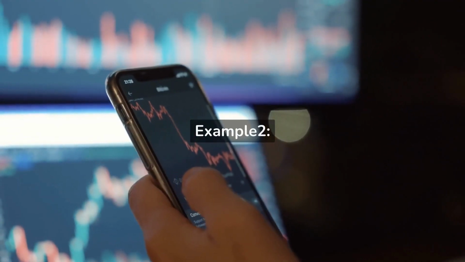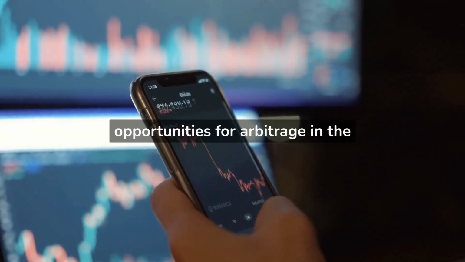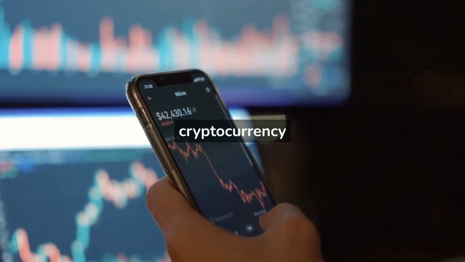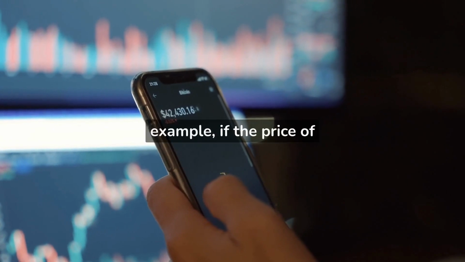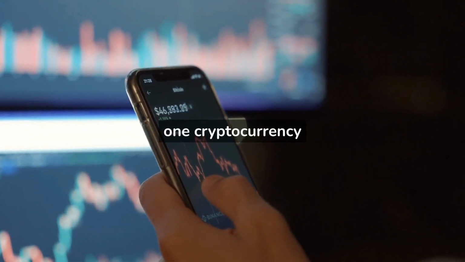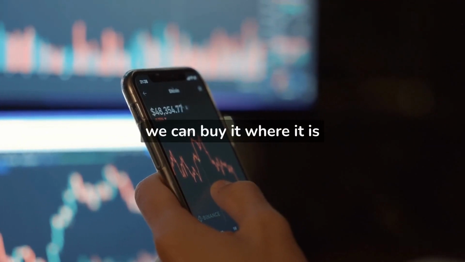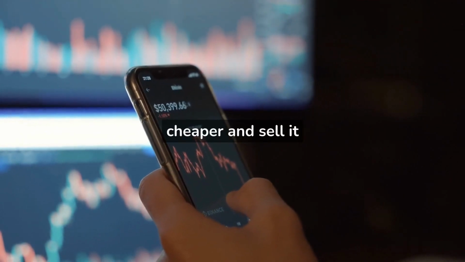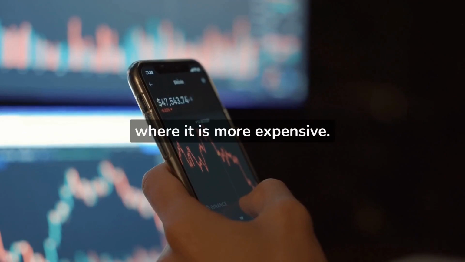Example 2, there are also opportunities for arbitrage in the cryptocurrency market. For example, if the price of Bitcoin is lower on one cryptocurrency exchange than another, we can buy it where it is cheaper and sell it where it is more expensive.